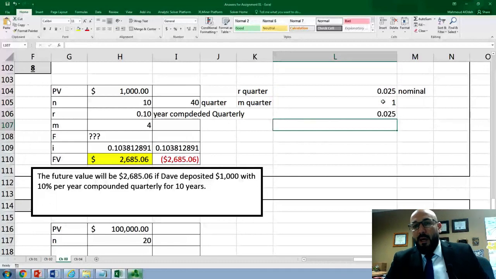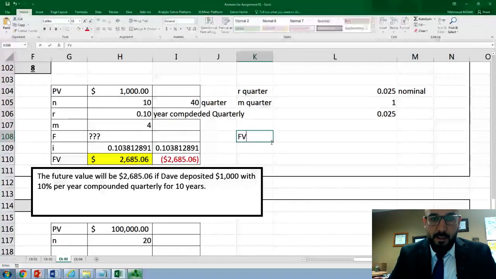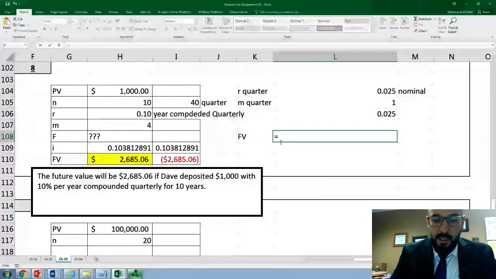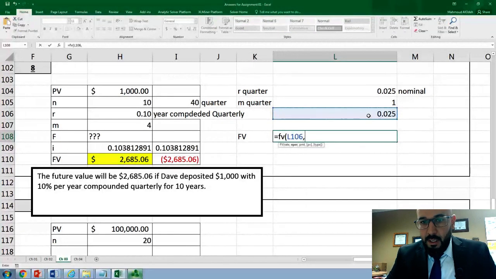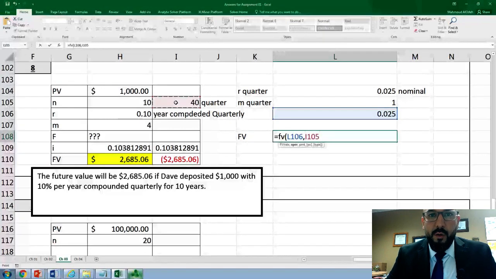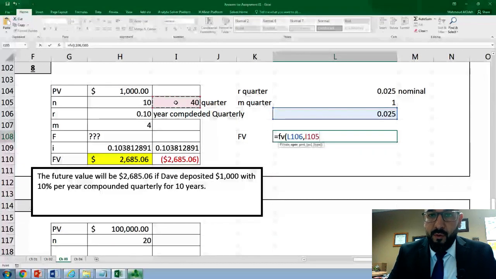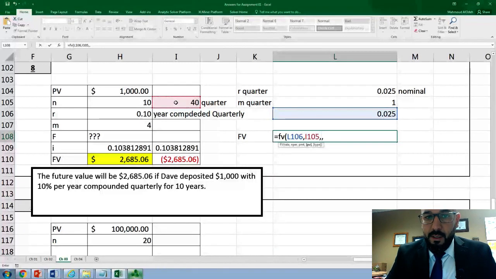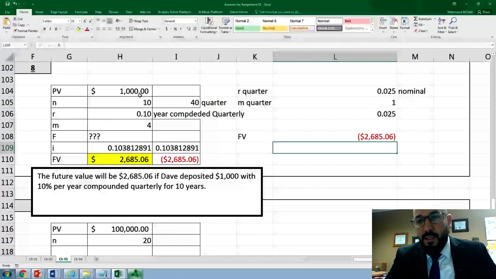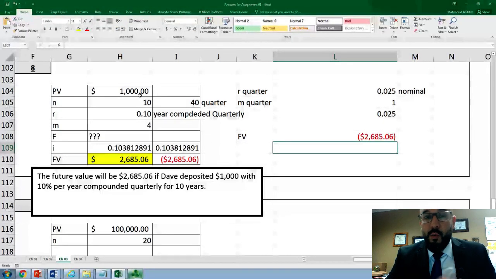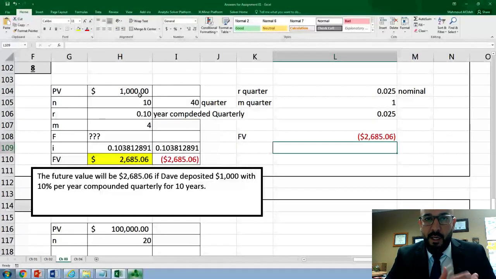Now we apply the future value function, equal FV. Rate is this. Number of periods is 40 quarters, because each year has 4 quarters. We have 10 years, that would be equal to 40 quarters. We don't have a payment. PV would be the $1,000, and that should give you the same answer, 2,685.